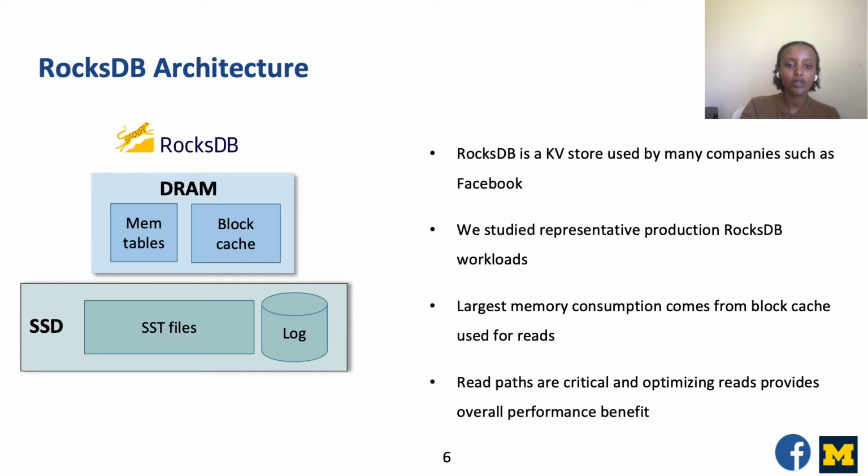In our studies, we first analyzed deployed RocksDB workloads, and we found out two things. The first is that the largest memory consumption comes from the block cache in 2P servers, and the other is we learned read paths are critical and optimizing reads will give us high performance. Therefore, we focused on read-dominated workloads in this work.